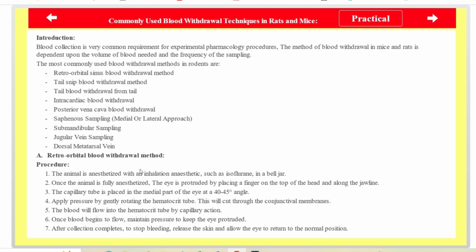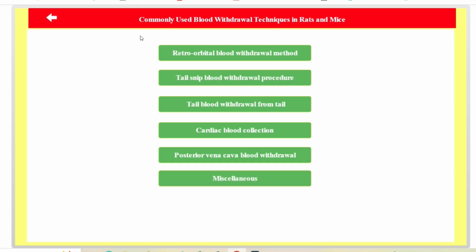And next here it is showing the procedure for retro-orbital blood withdrawal, so that we will see ahead. Next we will see some methods among these with practical. Here you can see commonly used blood withdrawal techniques for rats and mice. These methods are already established, so we will see these first.